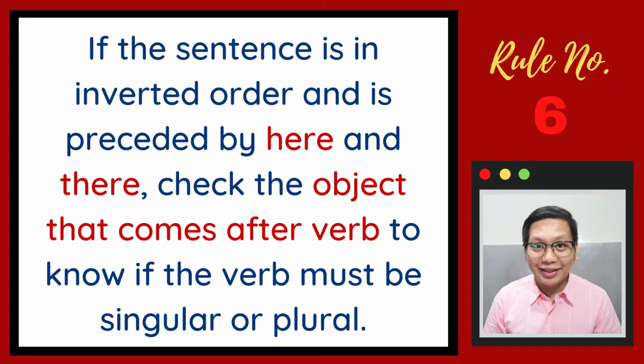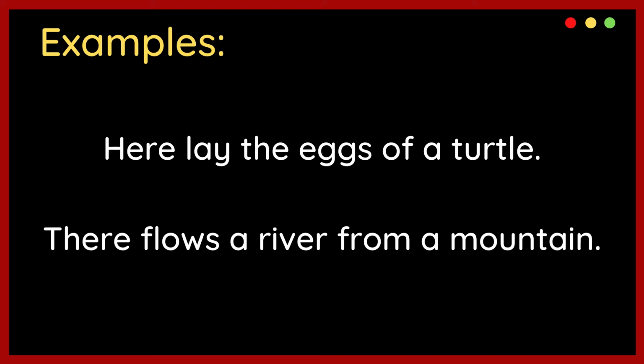Rule number 6. If the sentence is in inverted order and is preceded by here or there, check the object that comes after the verb to know if the verb must be singular or plural. Here are examples. Here lay the eggs of a turtle. There flows a river from a mountain.